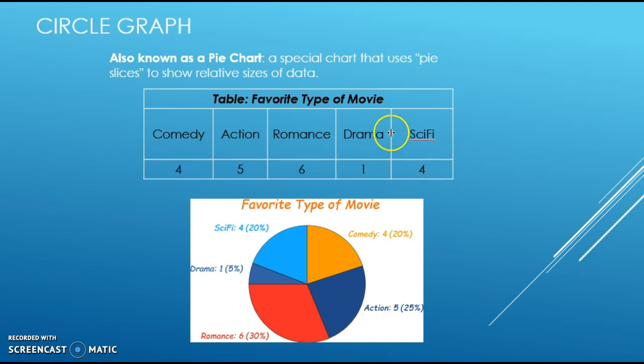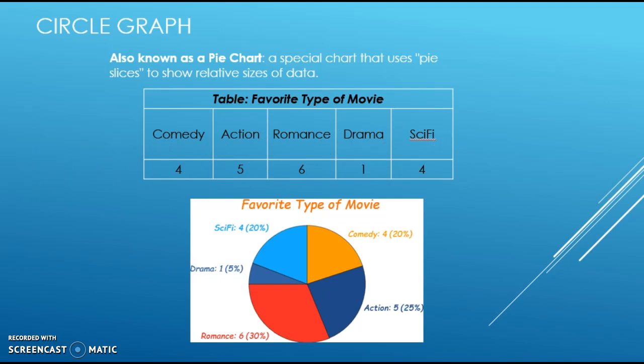So if you look at the types of movies for this example, you can see we have 4 for comedy, 5 for action, 6 for romance, 1 for drama, and 4 for sci-fi. So if you add all those together, you're going to get 20. So there's 20 different votes, so to speak, for types of movies.